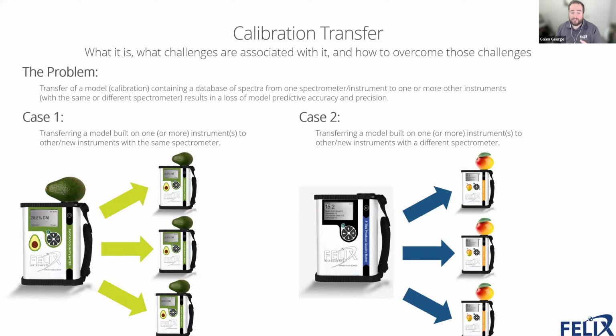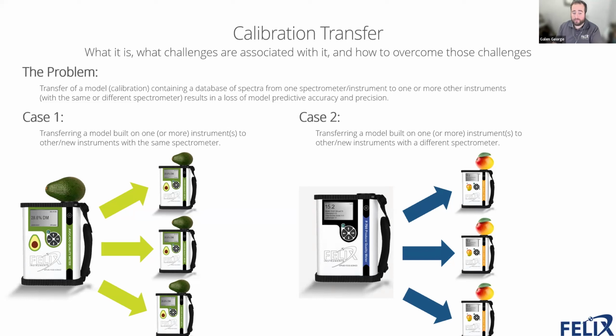Now, in the second case, there is an actual difference in spectrometers. So we are talking about an F750 that uses a slightly higher powered spectrometer. And we're taking a model that we built using a 750, and we're trying to then give it to these 3 F751 Mango quality meters. And in this case, we're not just overcoming minor differences in spectrometer hardware from the manufacturer. We're overcoming actual differences, they're totally different spectrometers.